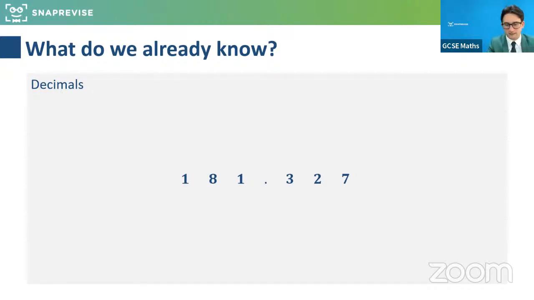Hopefully this isn't going to be too bad to begin with. So stuff we should already know. The general place value setup: if we've got a decimal here, then we're dealing with 1 as being the units column. So that's like 1 times 10 to the power of 0.